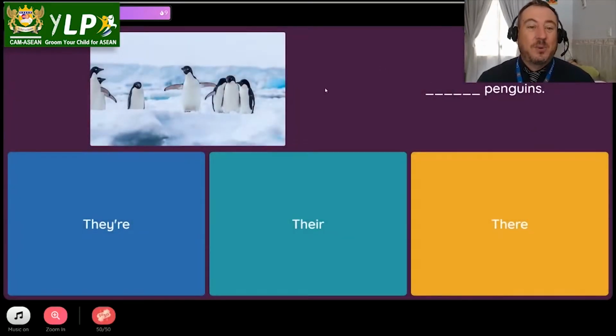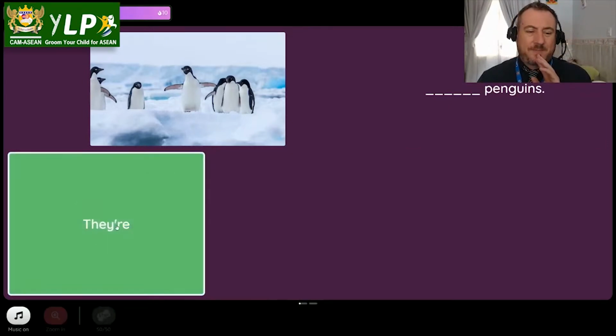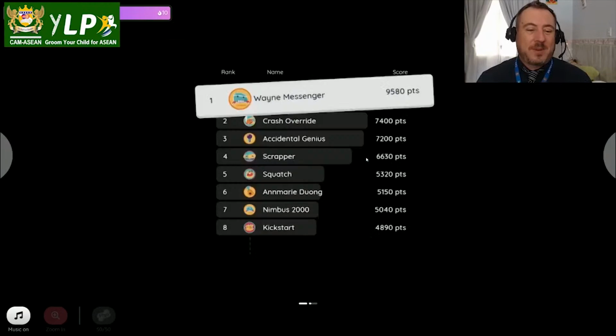Right, number 10. Oh, does anyone know what these birds are called? We call them penguins. Okay, now then. They are penguins. I think that's correct. Let's just try this one. Their penguins. Belongs to them. That doesn't make any sense. There. Oh, it's not saying the penguins are over there. So it must be this one. They are penguins.